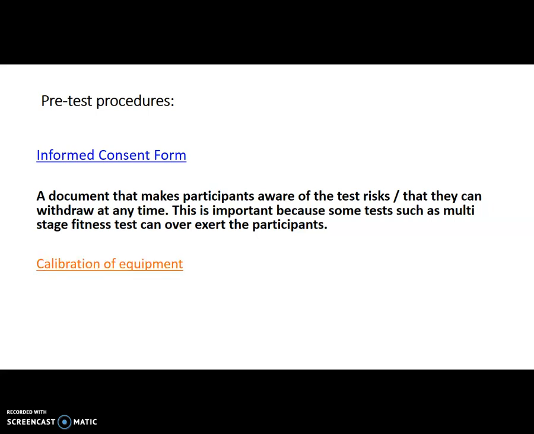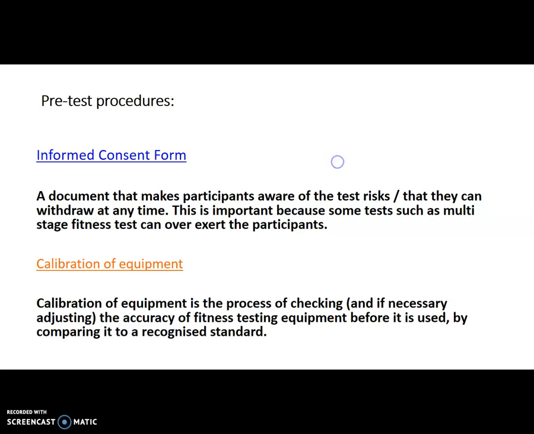Then the other pre-test procedure to be aware of is calibration of equipment. Calibration of equipment is a process of checking the equipment before you use it, just to ensure that it's accurate and it can be compared to recognised standards. Okay, so these are important. You may get a question on what two forms of pre-test procedures can be done before a test takes place: informed consent, calibration of equipment.